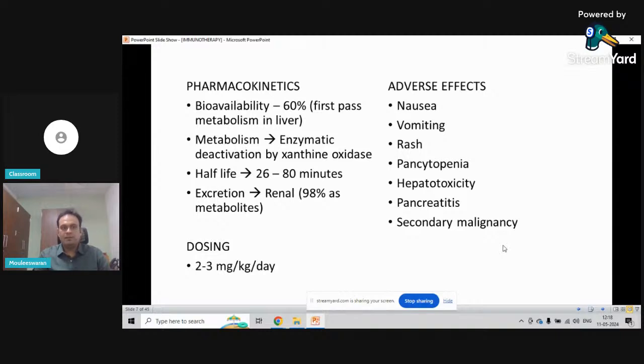The elimination half-life is 26 to 80 minutes, and it's mainly excreted in the kidneys. The dosing ranges from 2 to 3 milligrams per kg per day. Major adverse effects are pancytopenia, hepatotoxicity, pancreatitis, and secondary malignancy.